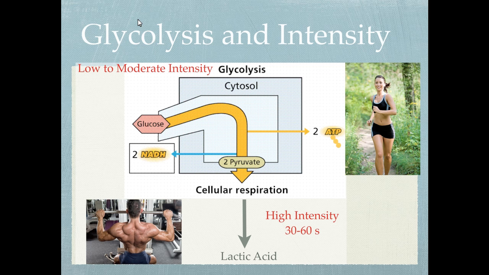Now, pyruvate can then enter into the mitochondria and be used via the oxidative system. However, if you go very high intensity, like 30 to 60 seconds all out, like if you're a hockey player in a shift, then you're producing so much pyruvate that your mitochondria can't keep pace. And so to keep glycolysis running, pyruvate gets converted to lactic acid. And that's when you get that acidic buildup in the muscle. Okay, so 2 different sort of pathways. But still you're forming 2 NADHs and 2 ATPs.